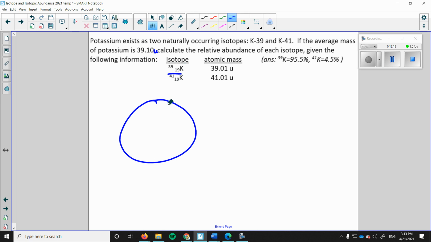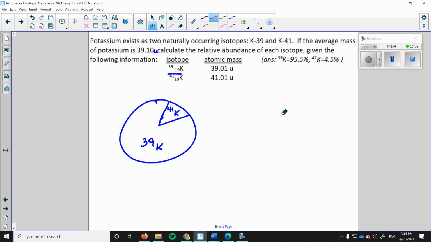We're going to do a little pie chart here like we did before. So we know that most of our potassium is going to be potassium-39. And we're going to have a little bit of this potassium-41, just like that. Now, I have to determine the percentage of each of these. So I'm going to do a little shortcut. I'm going to show you a quick way of doing this. Now, this is not related to the question, but it's going to help you understand the framework of the question, how we go through it.